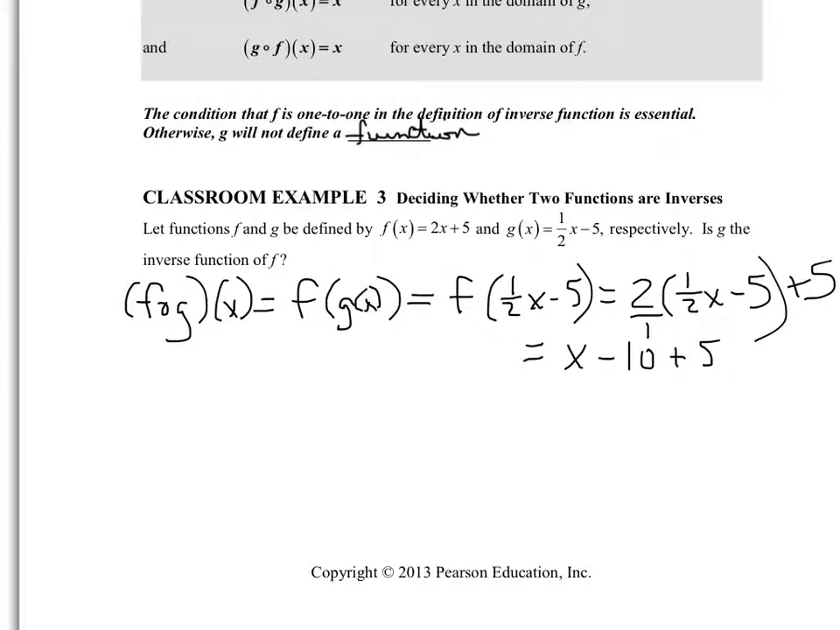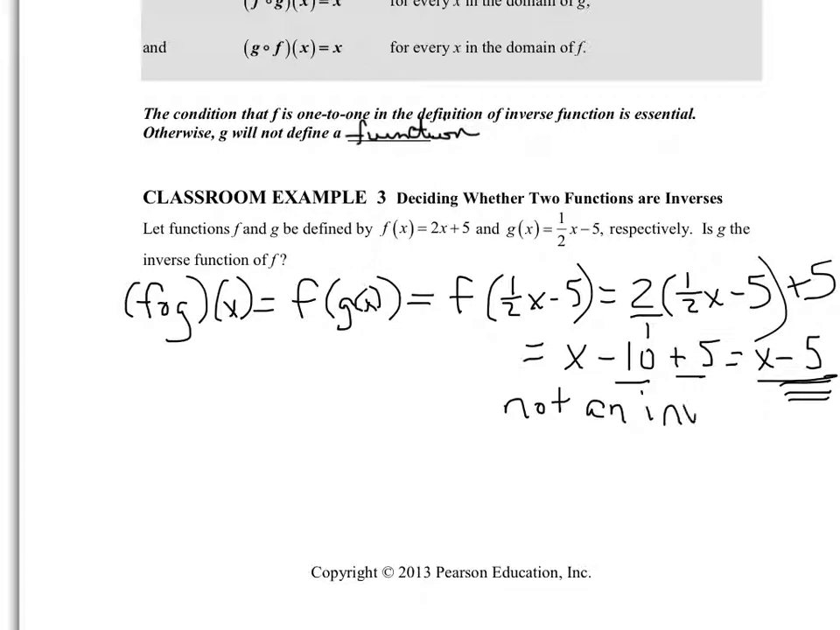Now if I clean that up, I do have like terms here that can be combined. That's going to equal x minus 5. If you recall from the definition, if these are inverses, this has to clean up to be just x. I have x minus 5, that minus 5 on the end. Right there I can stop and say this is not an inverse.